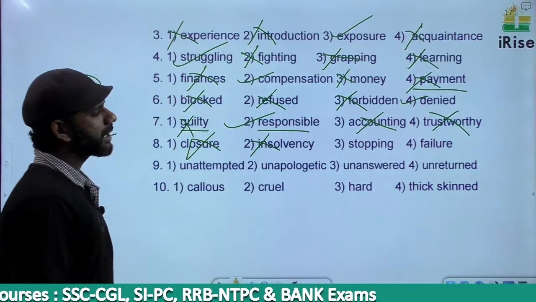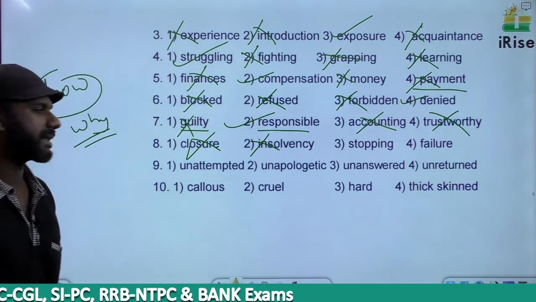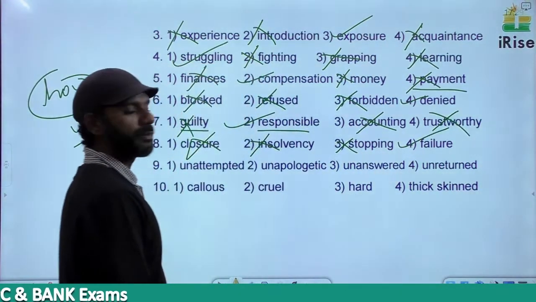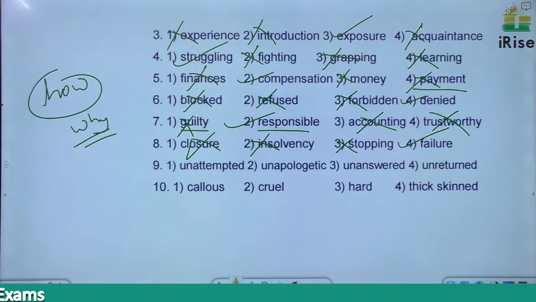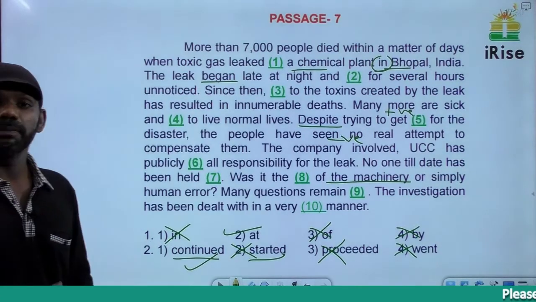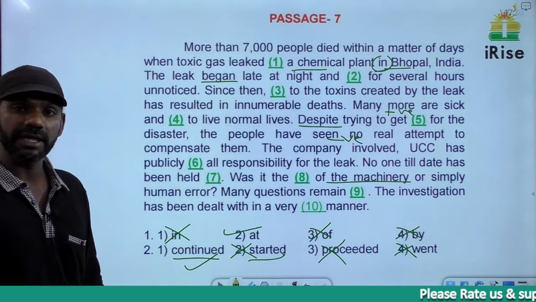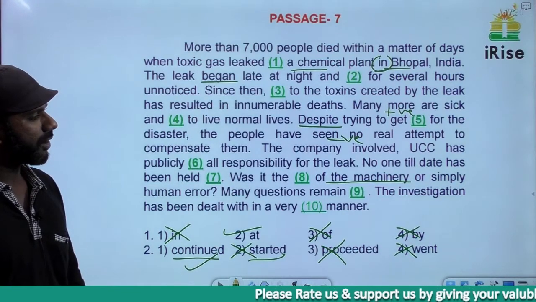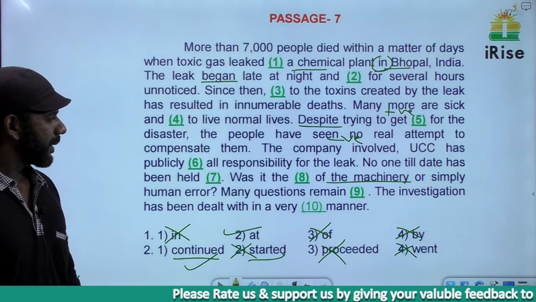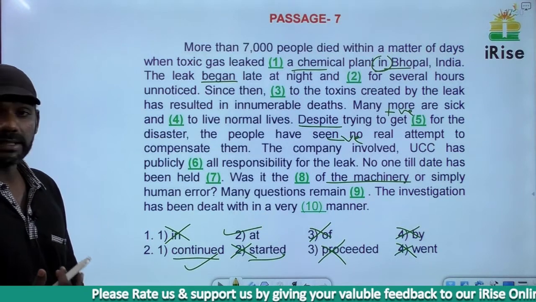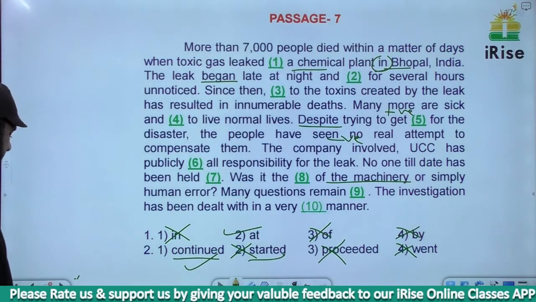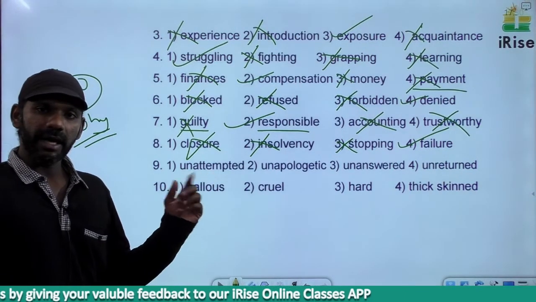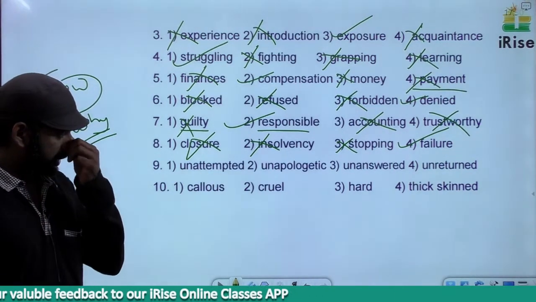Was it the stopping of the machinery or simply human error? Does not make sense. Was it the failure of the machinery or simply human error? So the leak happened because of the failure of the machinery or because of human error. That's the meaning of this sentence. Many questions remain dash. Questions can remain unattempted. Leave it there, I'll come back to it.